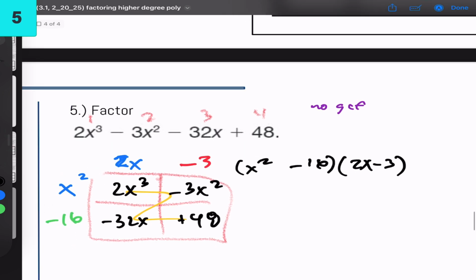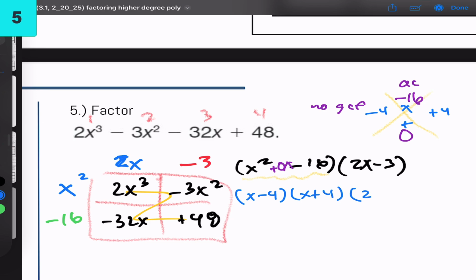Okay, so this one, you're going to have to add a 0x. That's a difference of squares. And then we're going to try to factor that one again. So a times c is negative 16. My b value is 0. Two numbers that multiply to be negative 16 are negative 4 and positive 4, but those same two will add to be 0. So x minus 4, x plus 4, and 2x minus 3. Remember, those can be in any order. And that's our answer. See you guys there.